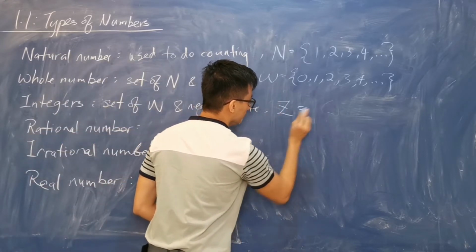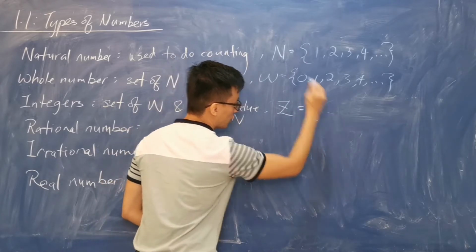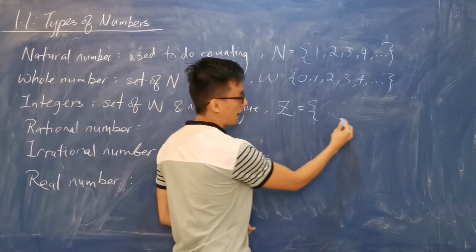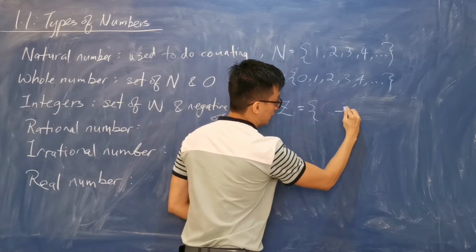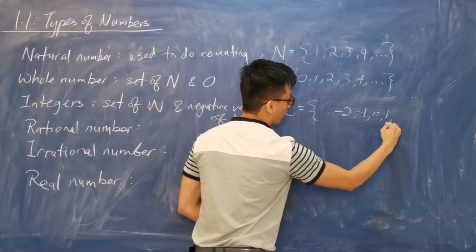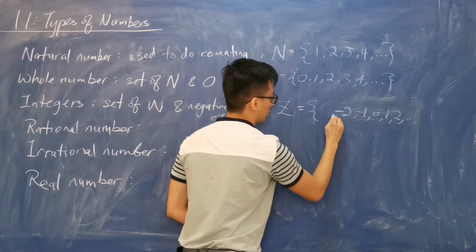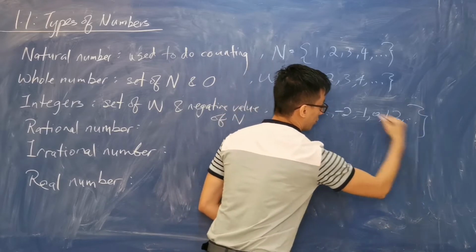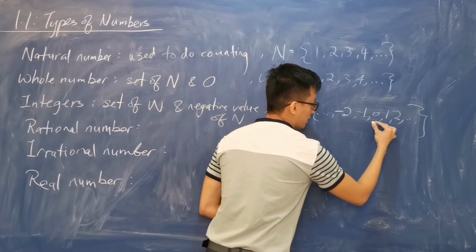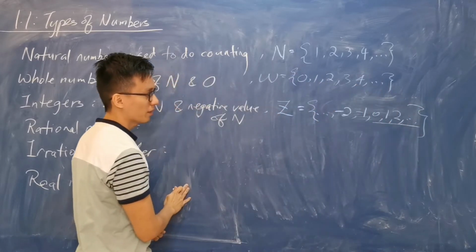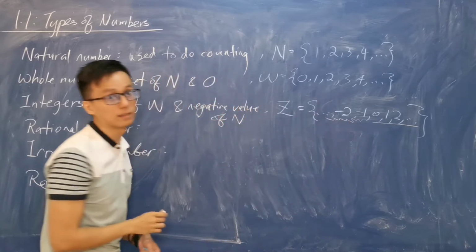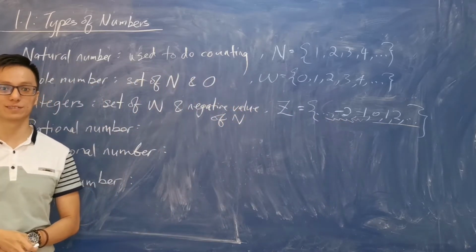So, for example, what do we have in the integer? We have negative 2, negative 1, 0, 1, 2, and so on. So, as I said, it's the set of whole number and also the negative value of natural number.